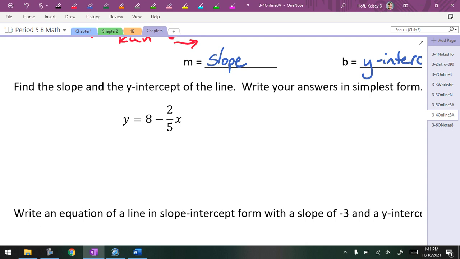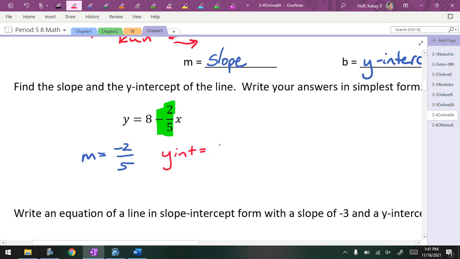Okay? So, in y equals 8 minus 2/5 x, who can tell me what my slope is? Negative 2/5. Nicely done, Calix. The number in front of x, or the number multiplied by x, is my slope. Somebody else, what's my y-intercept? Positive or negative, Nolan? Positive. How do you know? Bingo. Perfect. There's not a negative in front of that 8, meaning it has to be positive.